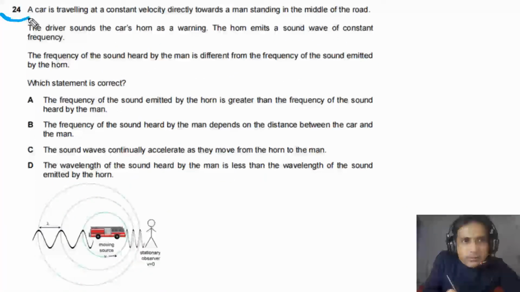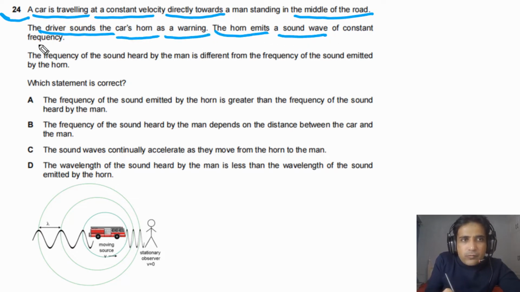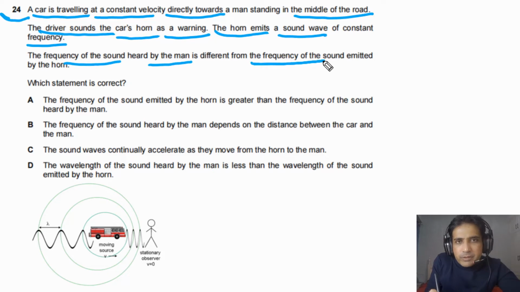For question number 24, it is given to us a car is traveling at a constant velocity directly towards a man standing in the middle of the road. The driver sounds the car's horn as a warning. The horn emits a sound wave of constant frequency. The frequency of the sound heard by the man is different from the frequency of the sound emitted by the horn. We need to find out which statement is correct.